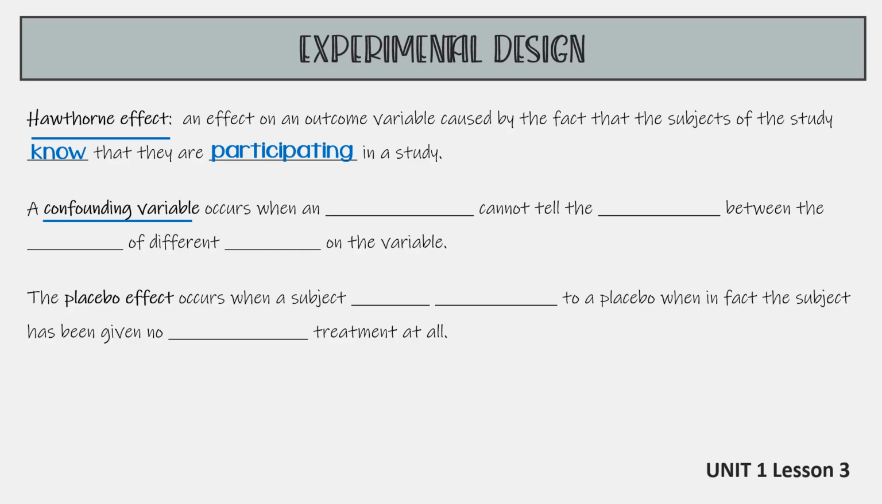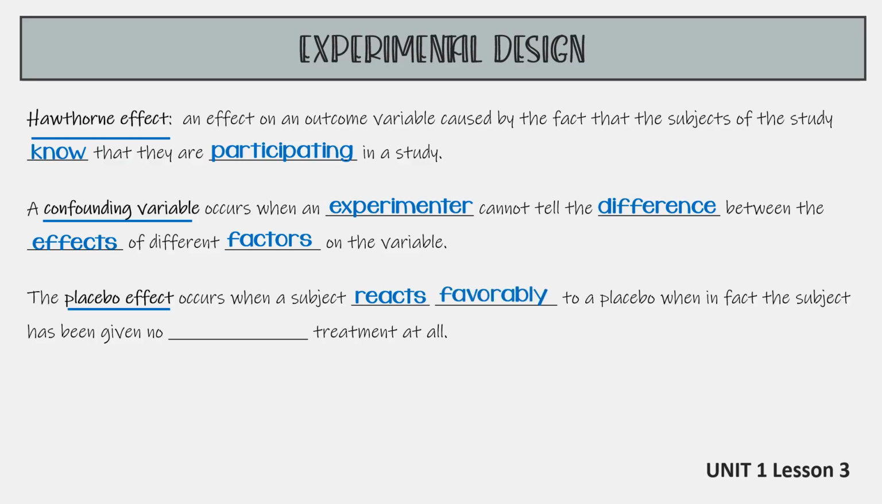A confounding variable occurs when an experimenter cannot tell the difference between the effects of different factors on the variable. This is going to come into play with what I was explaining a minute ago. Placebo effect occurs when a subject reacts favorably to a placebo when in fact the subject has not been given medicated treatment at all.